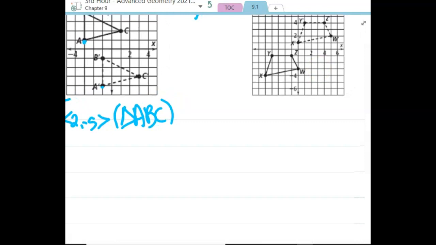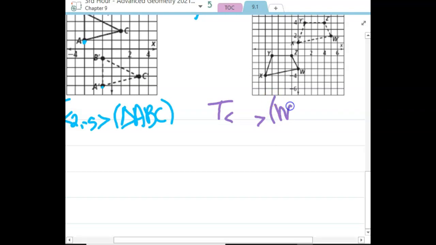Okay, then let's do this one here. So once again, we are going to translate. We'll figure out the rule here in just a second. When you get to your homework, you would just open a set of parentheses and say x, comma, y. But for this one, it's a quadrilateral, so we could actually name it WXYZ. And you really just need to look at one point, because since it's a translation, we know they're all moving the same distance in the same direction.